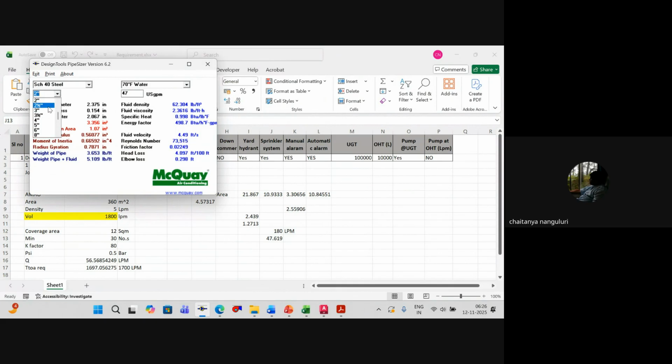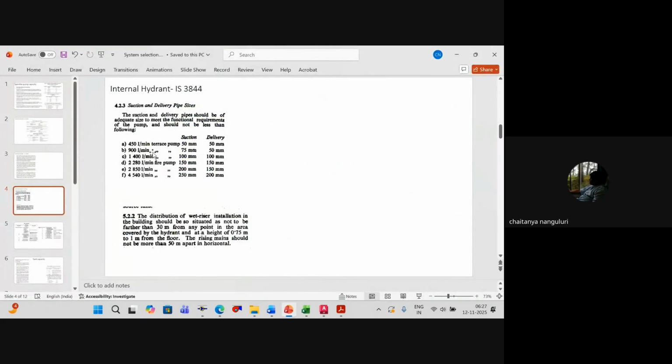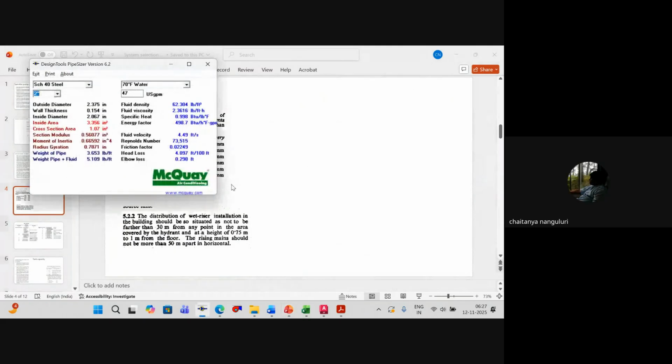.49, but we might even consider 1.5 inch. But again, IS code will come into picture. Here, for 180 LPM, it's not given, is it? In this case, it's not. Okay, then we can choose whatever we want as per the velocities. So in this case, this is 47 LPM, so you can consider 1.5.